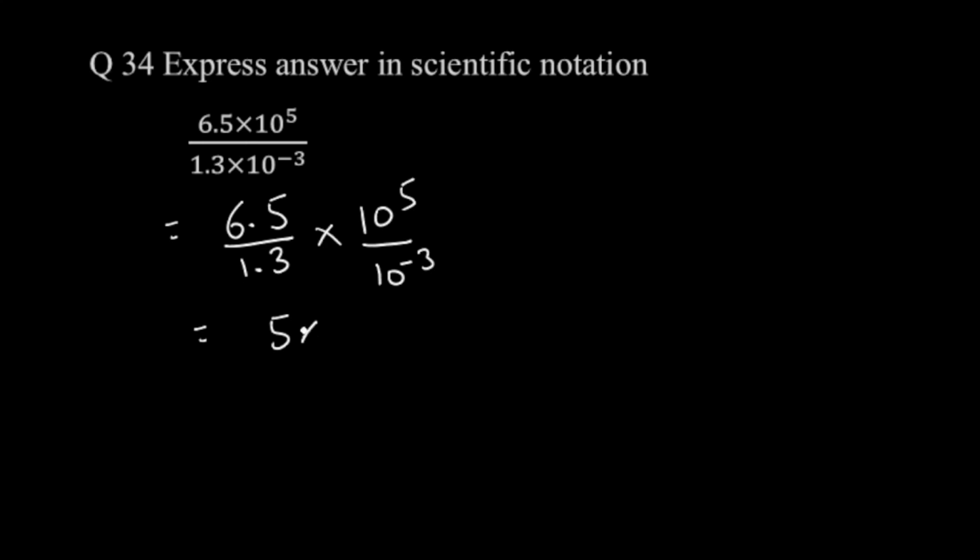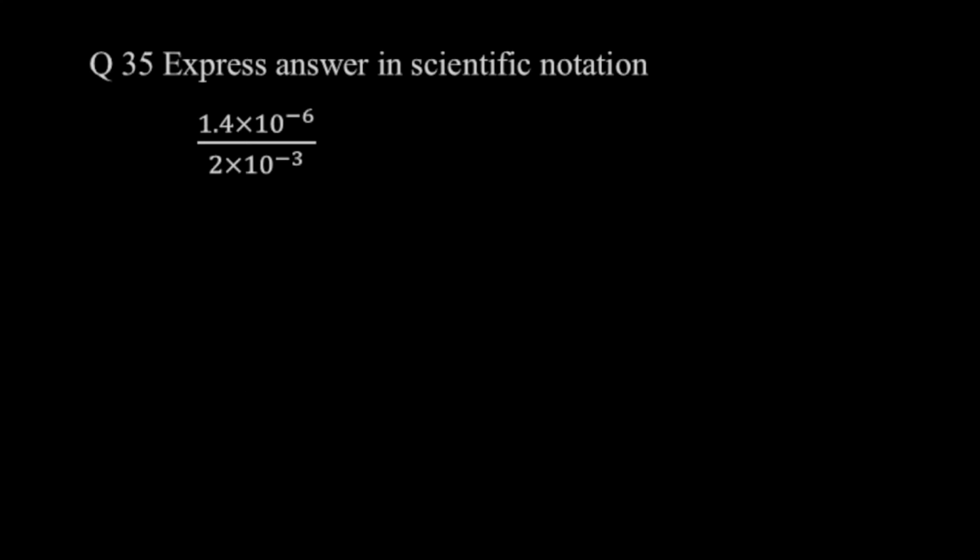5 multiply, the power is negative on the denominator. If we move it to the numerator, this power will be positive. 10 to the power 5 plus 3. 5 multiply 10 to the power 8. Now move to another question.